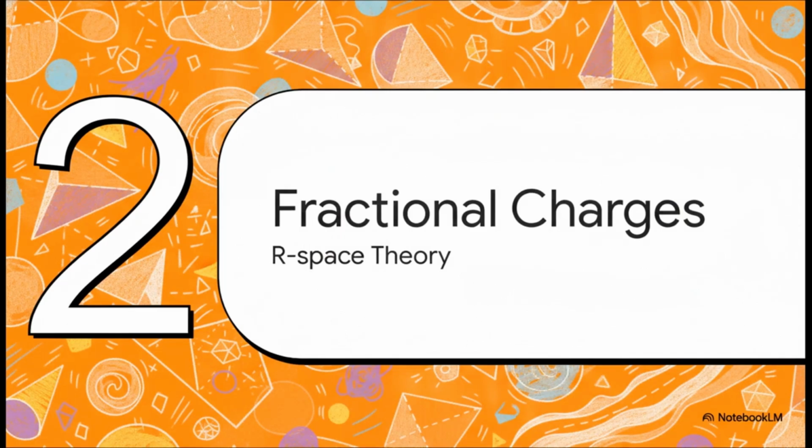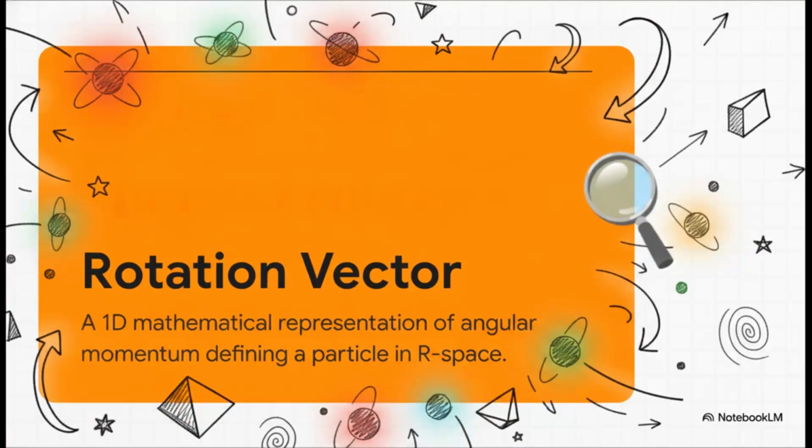Moving right along to Section 2, R-space and fractional charges explained. To really grasp how this works, we have to define something called a rotation vector. In R-space theory, this is the true, ultimate building block. It's basically a one-dimensional mathematical representation of angular momentum. So we need to completely stop thinking about solid bits of matter here. Instead, we are looking at pure spinning energy.